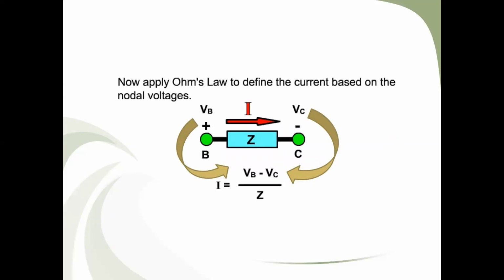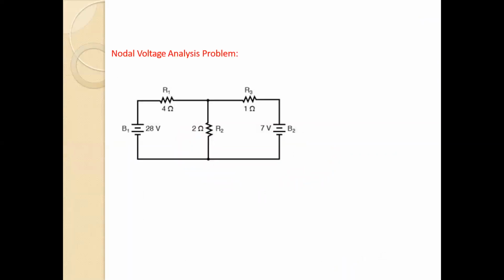Now we have to apply Ohm's law to define the current based on nodal voltages. Here at node B the voltage is VB, and at node C the voltage is VC, and VB is positive and VC is negative. So the current equation becomes, according to Ohm's law, I is equal to voltage by resistance. So I is equal to the voltage from VB to VC, so VB minus VC by the resistance here, which is Z. Now let's do a problem based on nodal voltage.